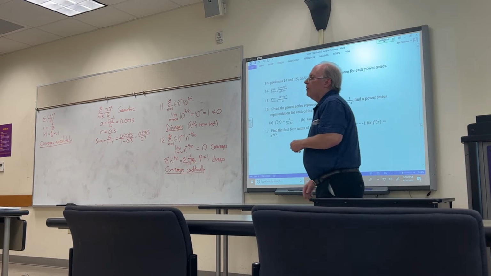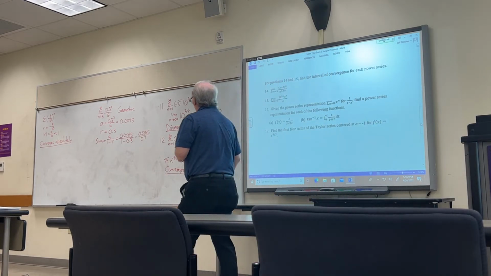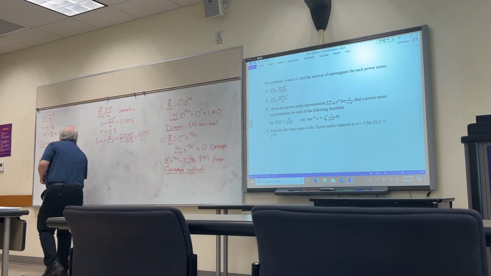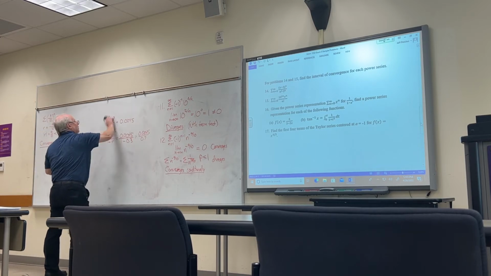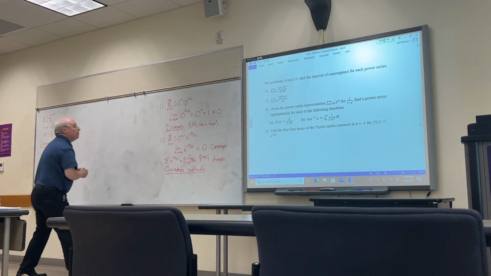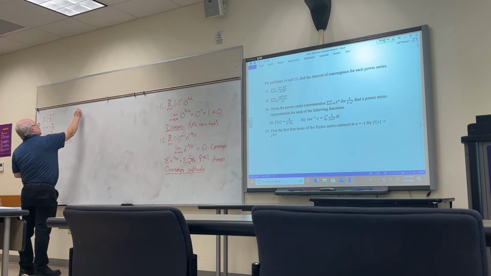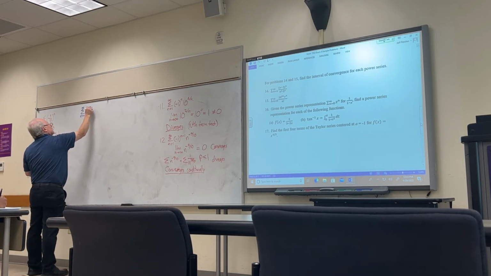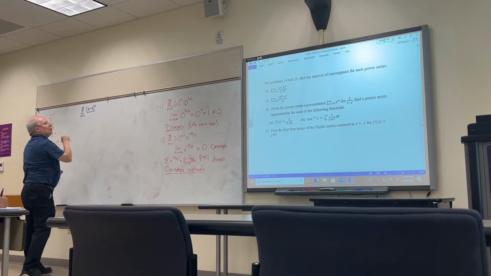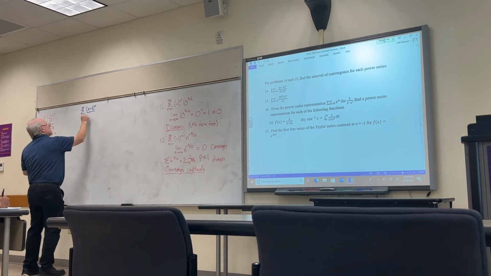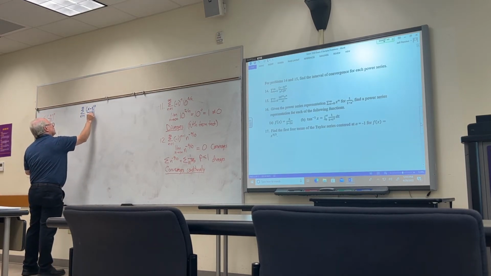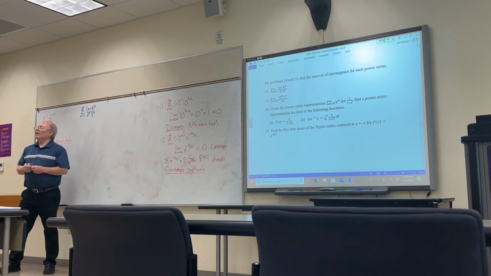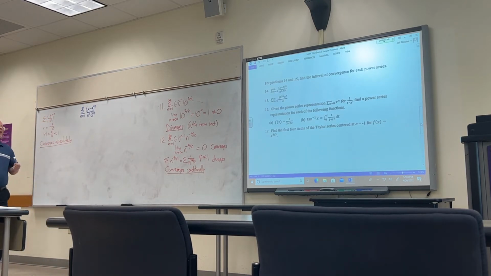Number 14. Which one, 15? 14. Okay. So number 14, we have x minus 3 to the n over n cubed times 3 to the n power. All right, so how do we find the interval of convergence for a power series?